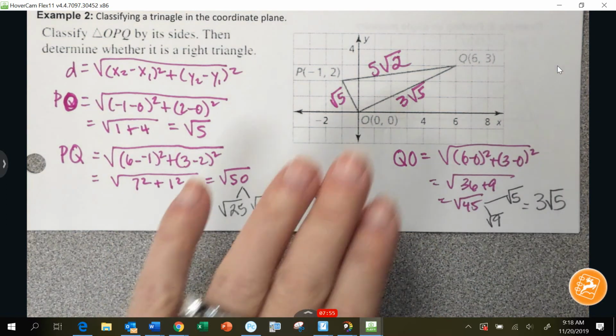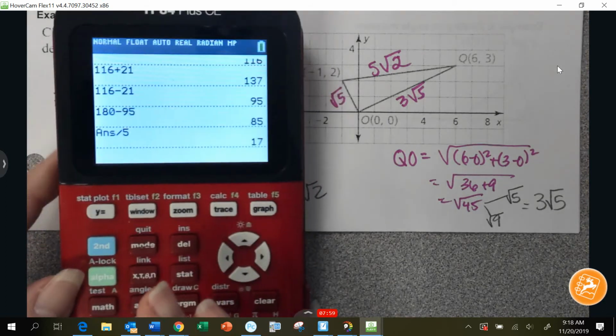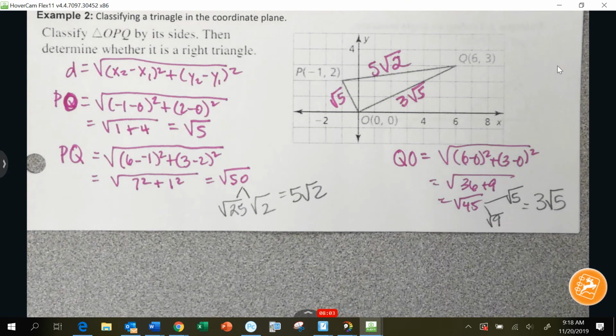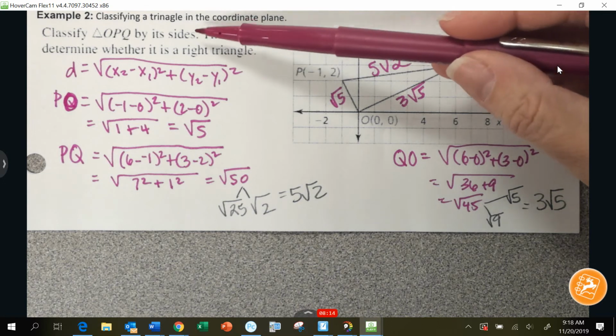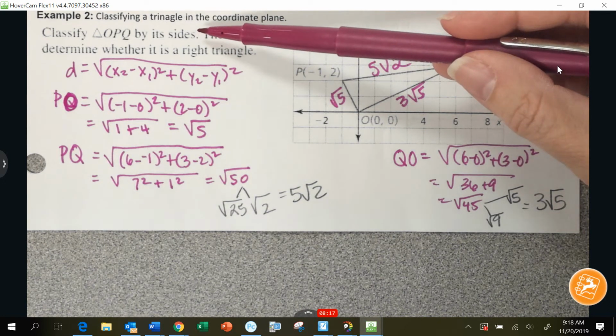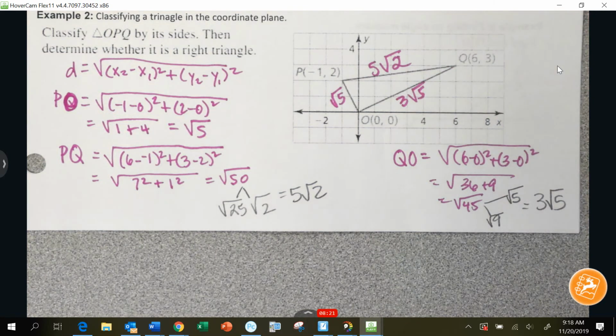Okay. So I'm just going to use my calculator to add these. It's going to be an approximation. Oh, wait. We don't even need to add them. Never mind. What do we need to do? What's it say to do? Find the right triangle. What's the first part say to do? Oh. Classify it by its sides. Are any of the sides the same? Then we have a scalene.